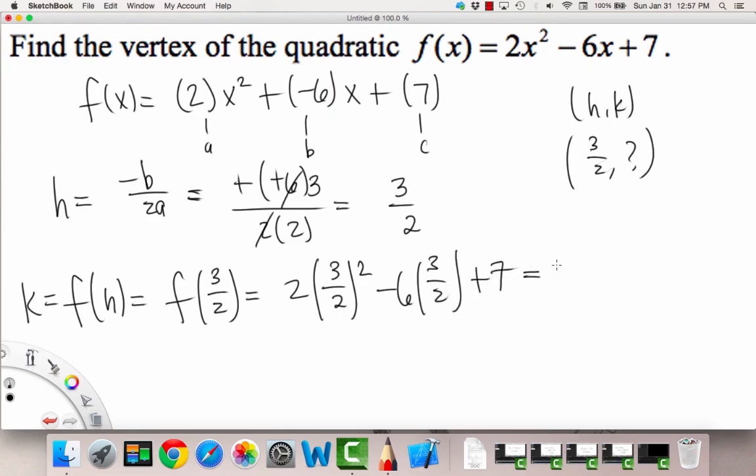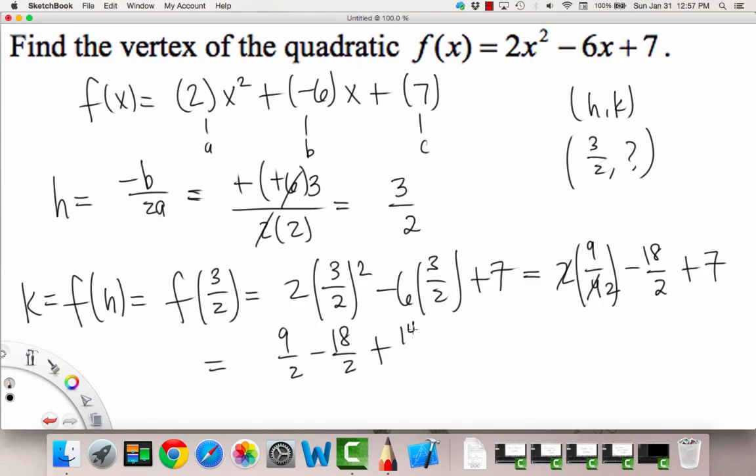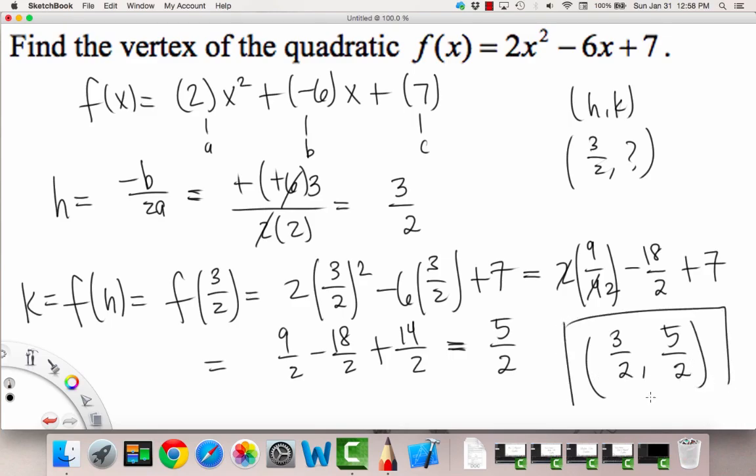So we're just going to simplify here. We have 2 times a 9 over 4, and then minus 18 over 2 plus a 7. So this is equal to, what is this? Let's see. Those cancel out, so 2 and 2. So this is 9 over 2. 9 over 2 minus 18 over 2 plus, might as well throw it in, a 14 over 2. So this is like saying negative 9 plus 14. So that would be a positive 5 over 2 there for our k. Alright, so our vertex is going to end up being 3 over 2, comma 5 over 2. And that is it. We found our vertex.